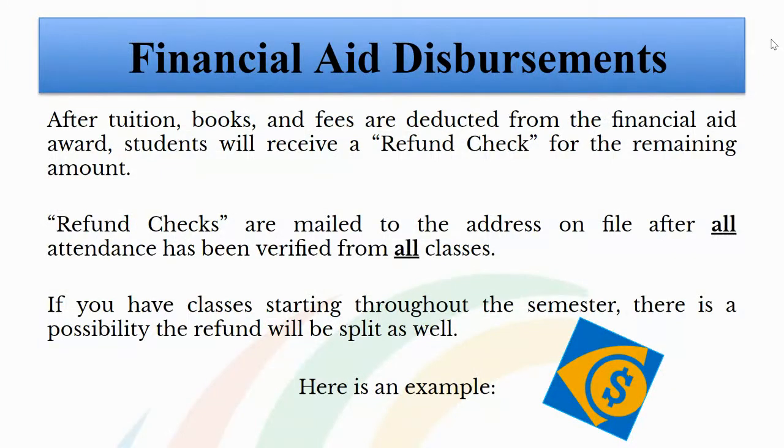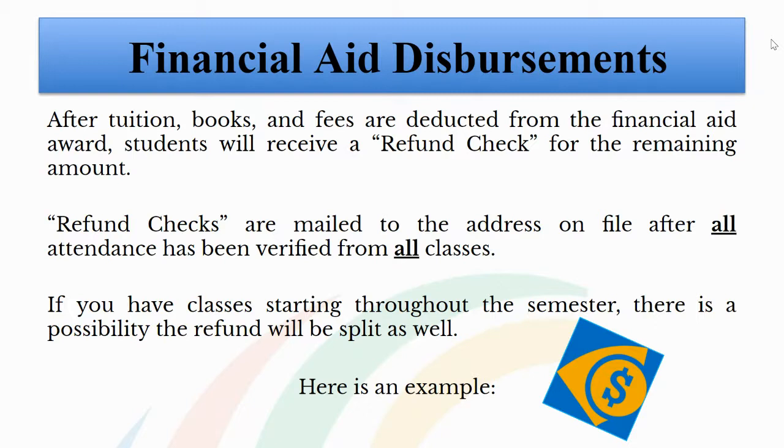The disbursements, which we call a refund check. The tuition, books, and fees have been deducted from the financial aid award. The students will receive a refund check for the remaining amount. They are mailed to the address on file. We advise students, usually when students call, I confirm the address, see if it's different, and make sure it's as accurate as possible. We try to stress to students, you have to change your address because it will go to the wrong one. We've had a couple already this semester.